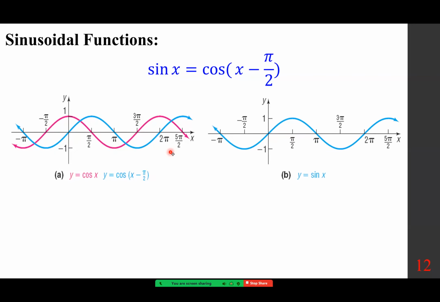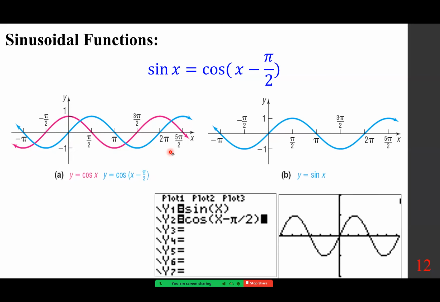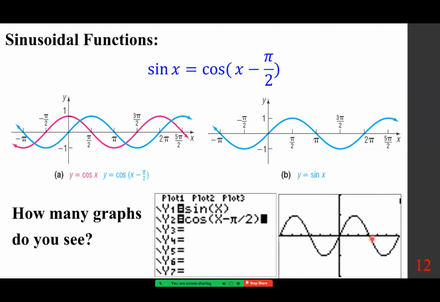Now, if you use a graphing calculator, and you graph y equals sine x and cosine of x minus pi over 2, it doesn't give you two, it gives you just one graph. So how many graphs do you see? There's only one graph, and that's proving it graphically with a calculator.